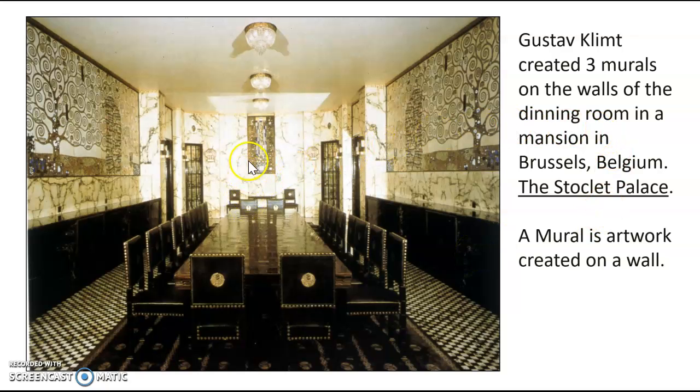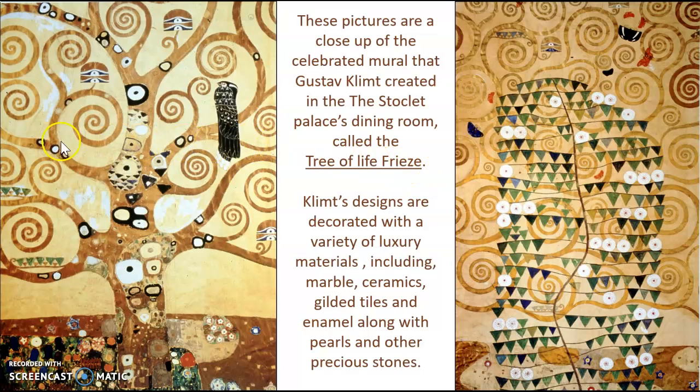After this, Gustav Klimt created 3 murals on the walls in this dining room in a mansion in Brussels, Belgium. It's called the Stoclet Palace, where these murals are, and it's a private residence, so people can't come and see it. But this is a close-up of the artwork, and notice the swirls, and he used that same precious material to create these to decorate his murals on the wall.